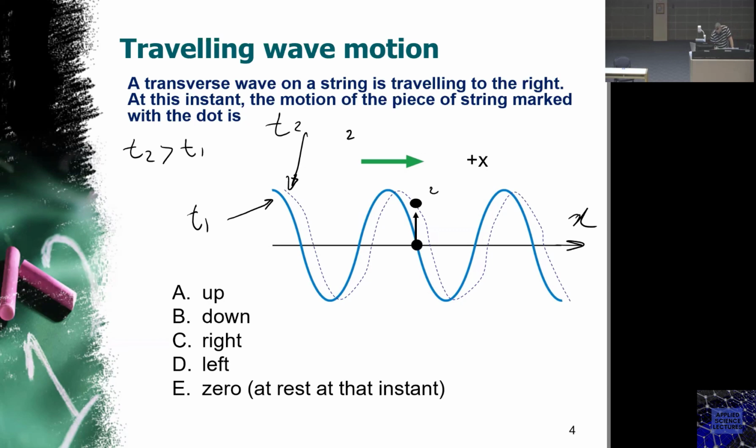What are you expecting the position on that string? So what's happening here, this is a transverse wave, first of all, on a string. And it's traveling to the right at this instant and that location. The motion of the piece of the string marked with the dot, I'm calling it A1, is it going to be moving up or down?